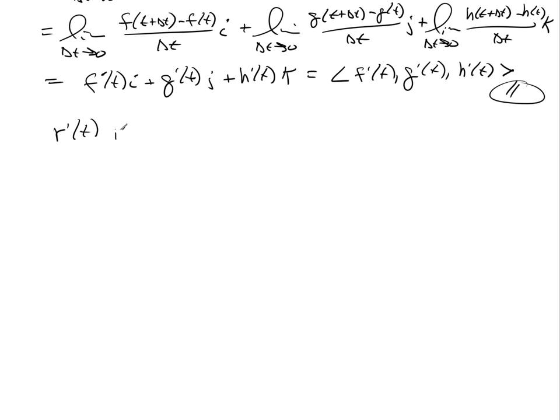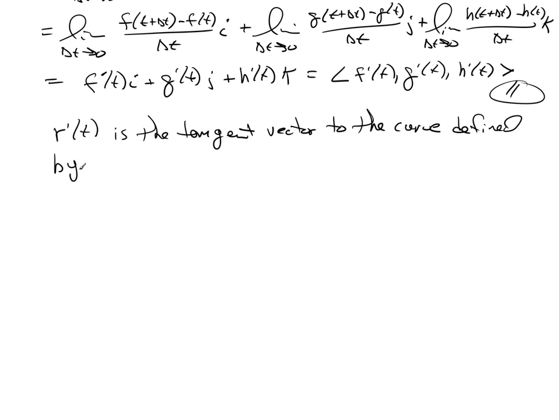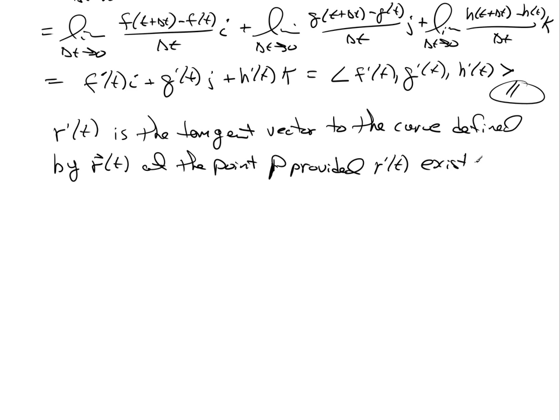r prime of t is the tangent vector to the curve defined by the vector curve r of t at the point P, provided r prime of t exists and is not the zero vector.